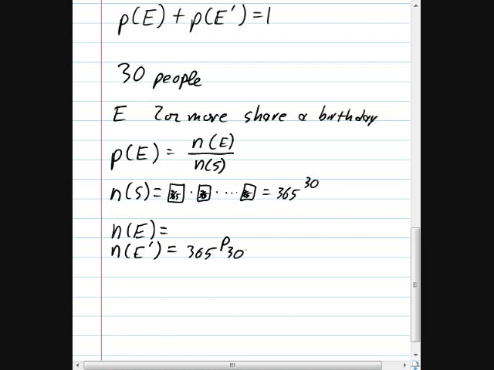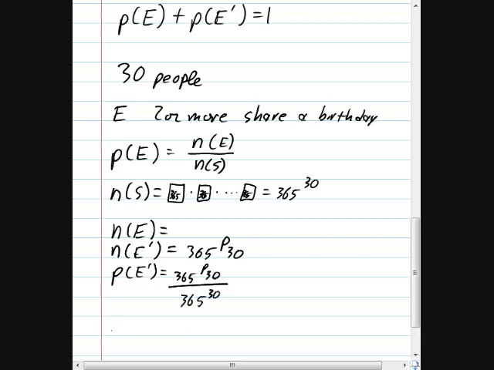So why are we using a permutation and not a combination? Well, look at the way we built our sample space. We chose each individual's birthday one at a time. We chose them in order. So our sample space is counting order. Therefore, our events must also count order. Another way to think about this is each person is an individual. So if I choose birthdays, I need to know which individual gets which birthday. So that tells us that the probability of E complement is 365 pick 30 divided by 365 raised to the 30th power.